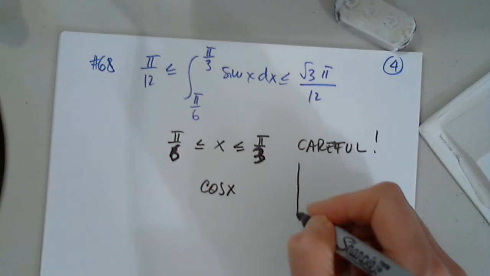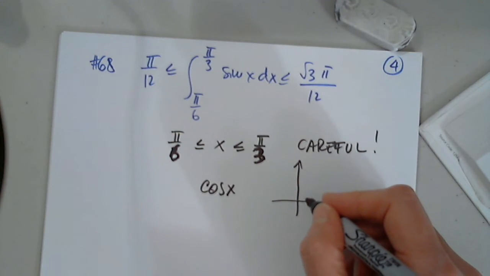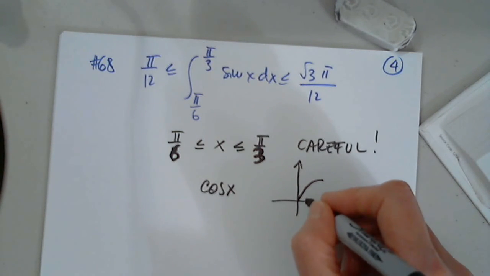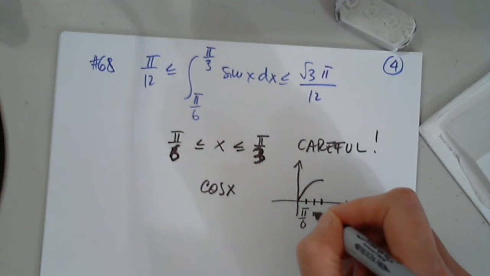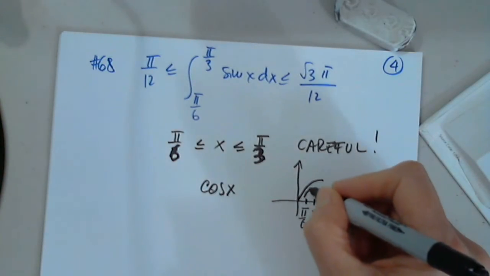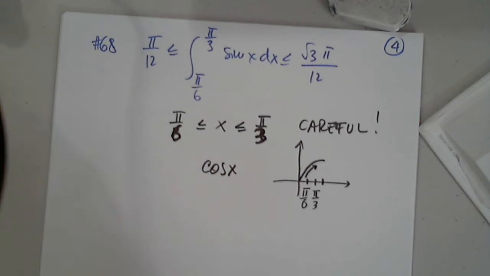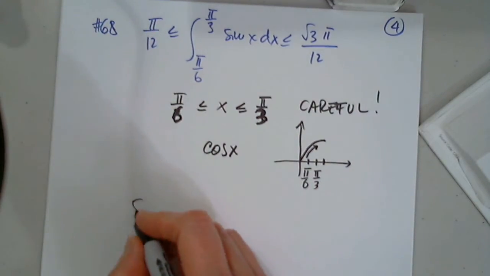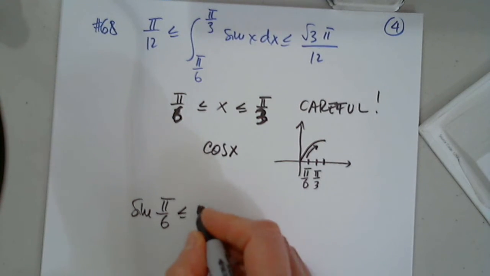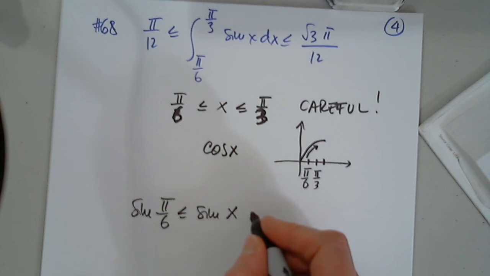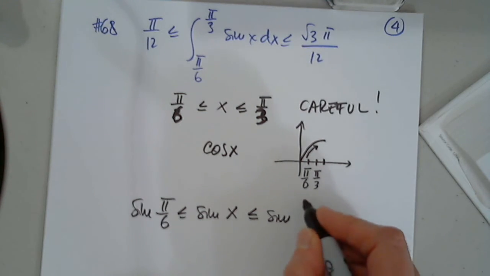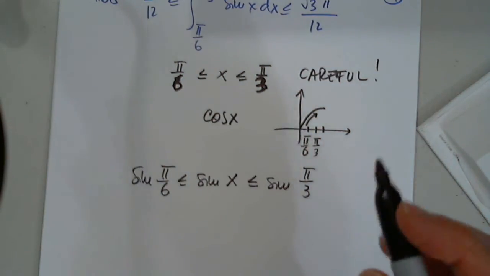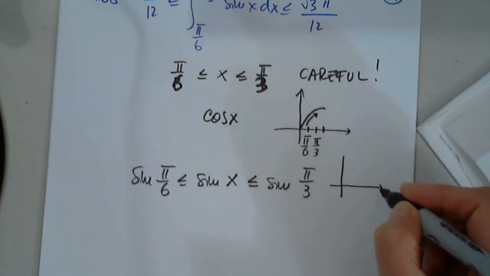Okay? So let's take a look at the graph of sine, so this is pi over 6, and this is pi over 3, and the function is increasing. So when I apply sine to all three sides, the symbols do not change. So sine of pi over 6 is definitely less than or equal to sine x, which is less than or equal to sine of pi over 3. However, this is not the situation, but I want to caution you. Look at cosine.